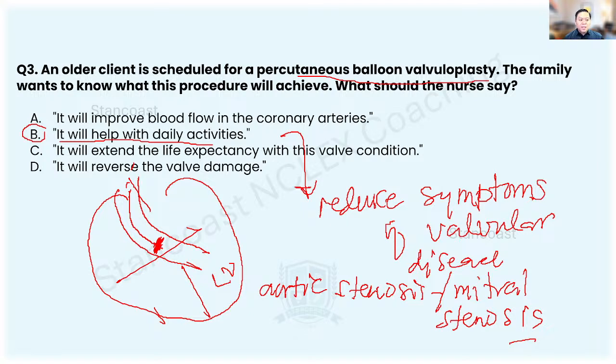Okay. If you had answered letter A, it will improve blood flow in the coronary arteries. Remember that we are not talking about the insertion of the catheter into the coronary arteries, right? We are dealing with the valve, not our coronary arteries. If you answered letter C, it will extend the life expectancy.